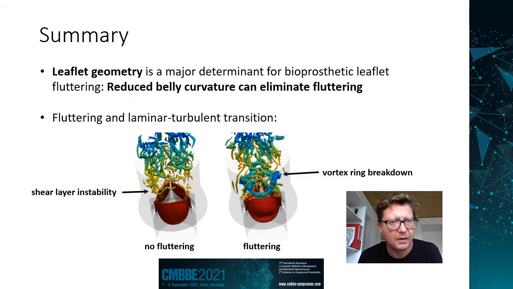So in summary, we see that leaflet geometry is a major determinant for bioprosthetic leaflet fluttering, and that by modifying the geometry the right way, we can even eliminate the fluttering overall. At the same time, the flow still becomes turbulent, except that the transition process is based on a shear layer instability in the no fluttering situation, and is dominated by the vortex ring breakdown in the fluttering configuration.